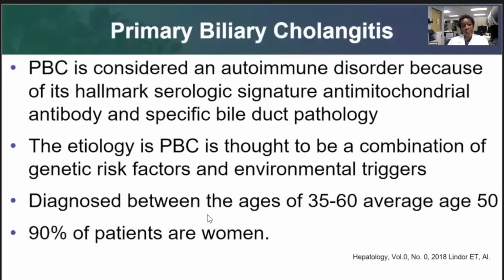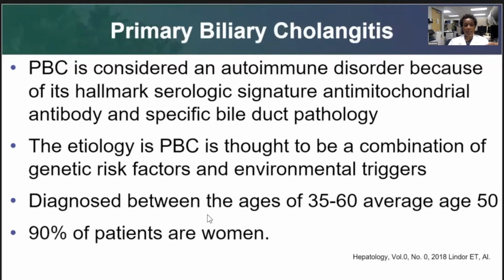Okay, this is an autoimmune disorder because its hallmark features are that positive AMA, anti-mitochondrial antibodies. And it also has some specific bile duct pathologies. The etiology is thought to be a combination of either genetics or environmental triggers. And now here comes the difference.